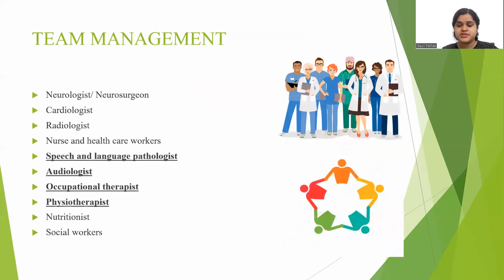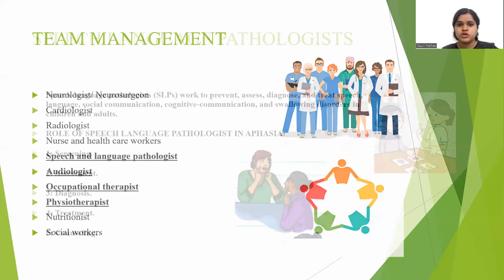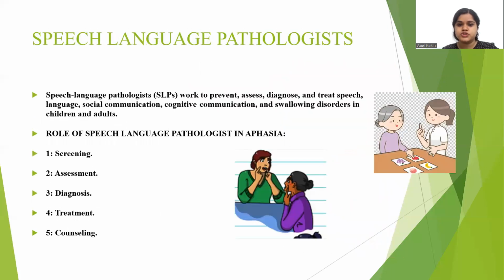These are the team members involved in assessment and management of a person with aphasia. So what do we SLPs do? We work to prevent, that is, we identify the red flags because of which a cause of aphasia can occur, for example, stroke. Stroke can occur due to diabetes or hypertension, and we create awareness.